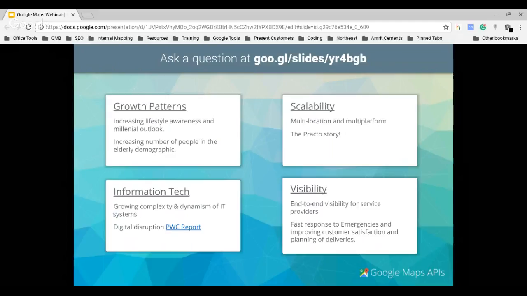There is an increasing number of people in the elderly demographic also, which means that a few years down the line, we are going to have a huge percentage of the population over and above 50 years of age, which means that there will be a lot of chronic diseases which will have to be catered to, right? So this is the growth pattern in the Indian context.